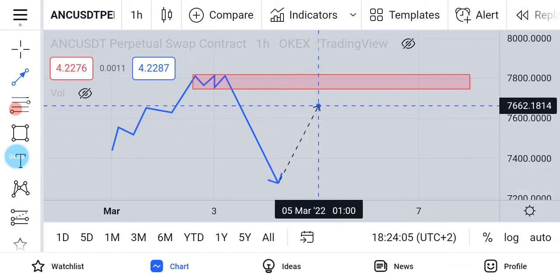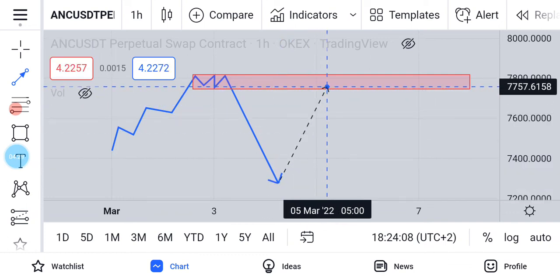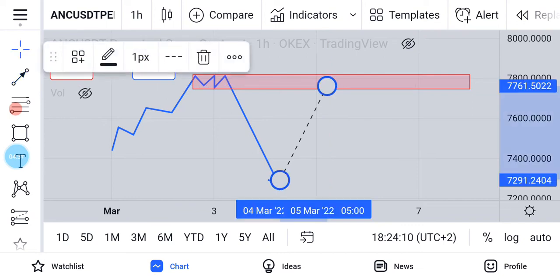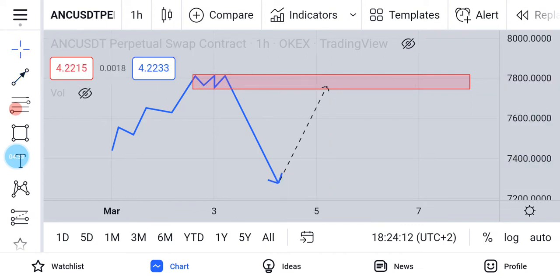Then when it comes back to your zone, right? Now this is where you want to be crucial. This is where you want to look forward for this reversal pattern. Is the market reversing from this level?